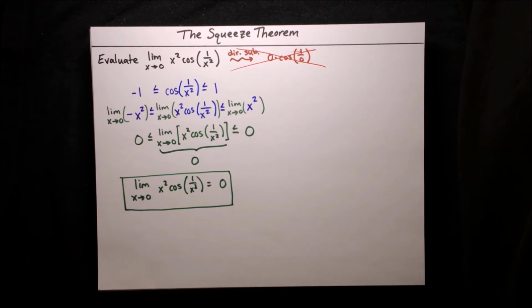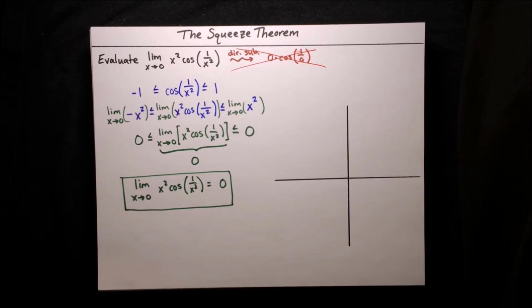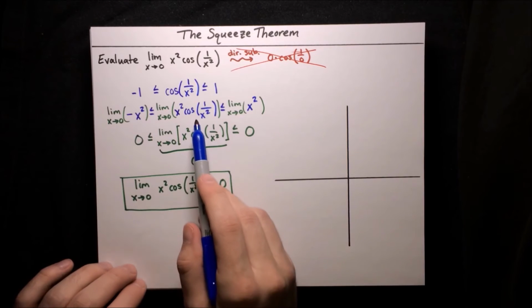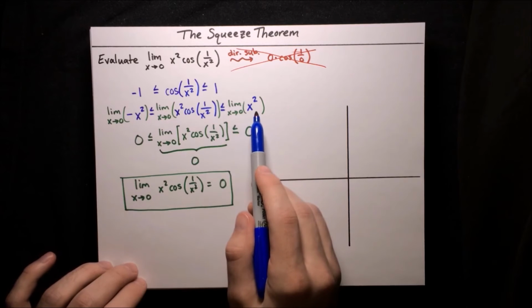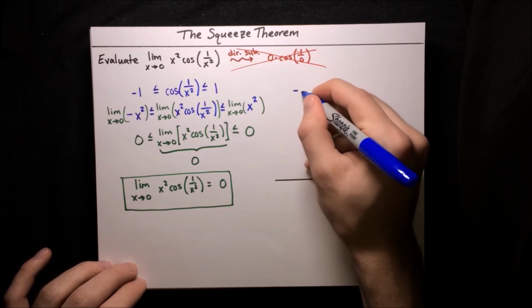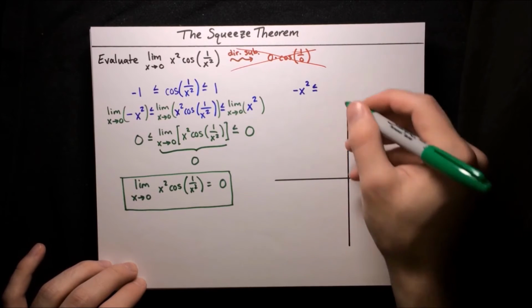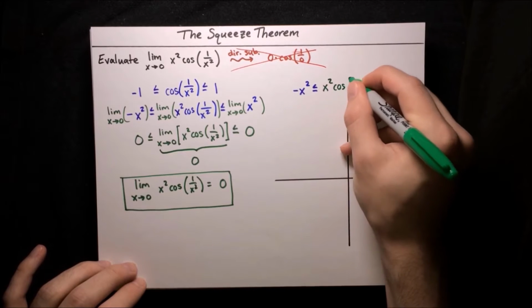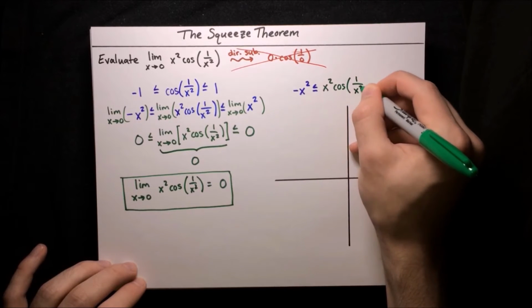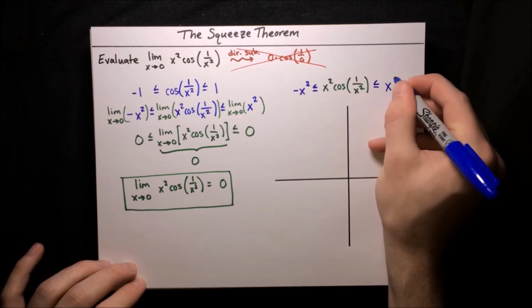But before moving on, let's build some more intuition for what exactly we did here. Let's actually draw a graph. And in this graph, let's illustrate this inequality that x squared times cosine of 1 over x squared is bounded between negative x squared and x squared. So we'll just write that again up top here. Negative x squared is less than or equal to, why don't we color code this nice and pretty? It's less than or equal to x squared times cosine of 1 over x squared, and that is less than or equal to positive x squared.